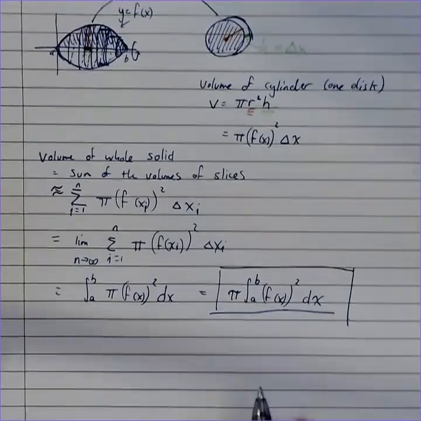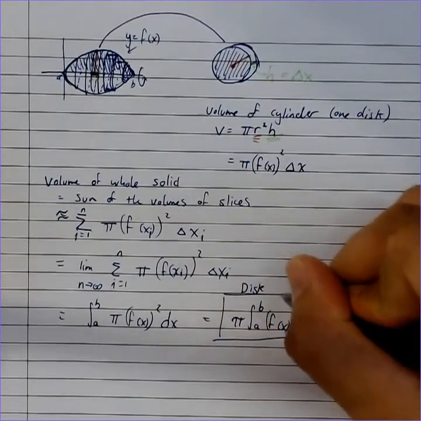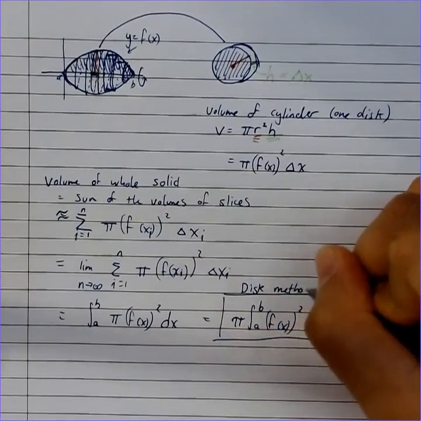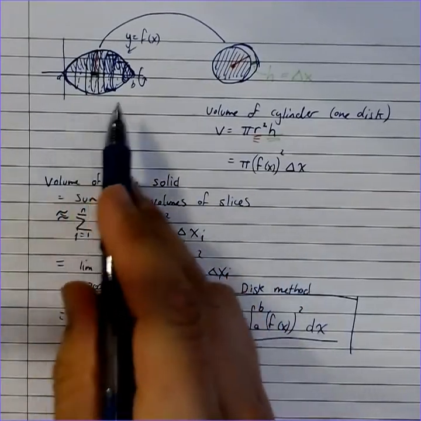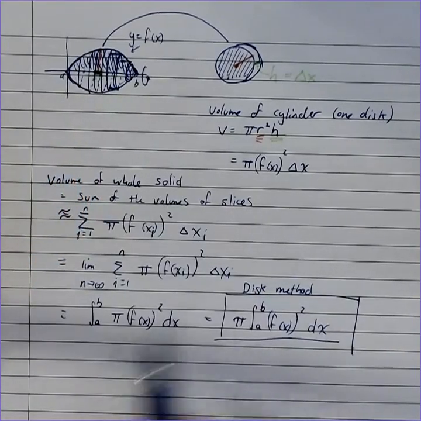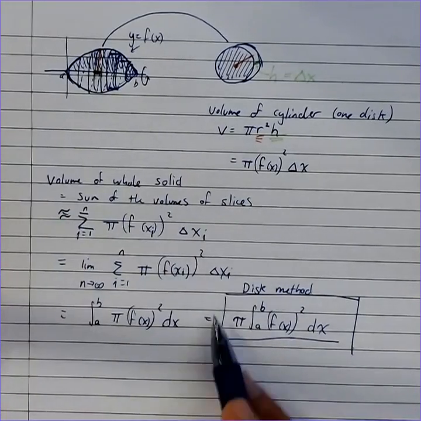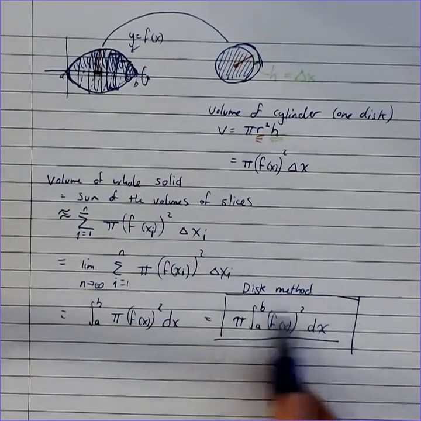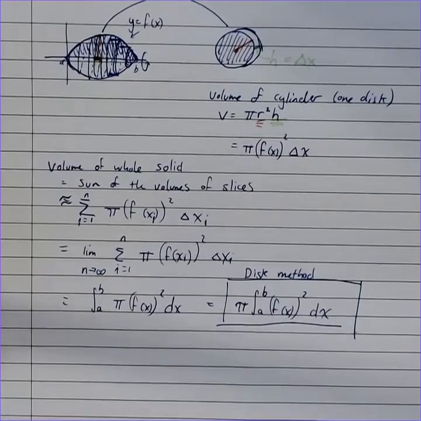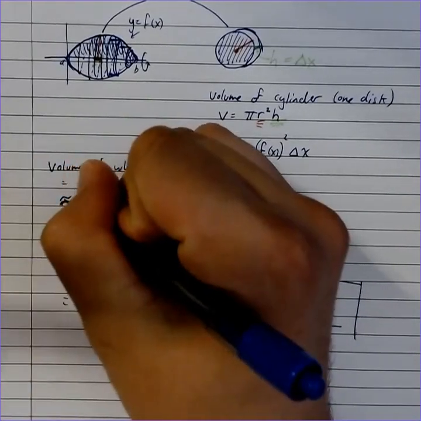This is the result of using what's called the disk method. Oftentimes people will just say this is called the disk method. Really, this is not the disk method. The disk method is this idea of slicing things into disks. But if you then compute the volume using those disks that you sliced, you end up using this formula. So most people just say, oh, this formula is the disk method. Technically, they're different, but no one really seems to pay attention to the difference.